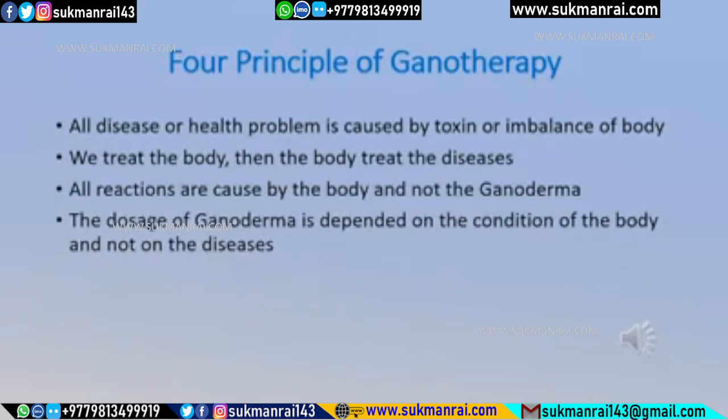The fourth rule is that the dosage of Ganoderma depends on the condition of the body and not on the disease. Many people ask me, okay, for diabetes, how many RGGL should we take? How many spirulina should we take? These are wrong questions, because we do not treat disease. That's why our dosage does not depend on the diseases, but on the condition of the body.